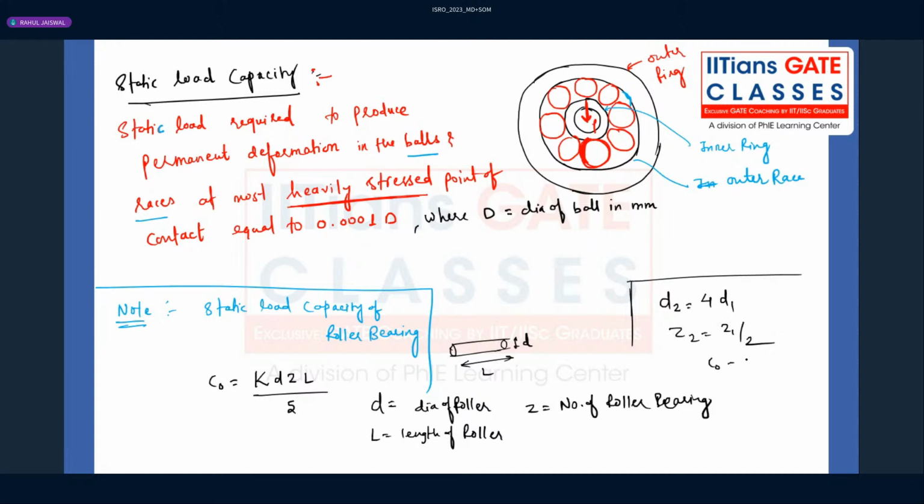Now in this case, C naught will be K times of D squared, with 4, half of that, into D Z L divided by 5. So here it will be 2 times C naught, not 8 times. It will be 2 times, not 8 times, for the case of roller bearings.